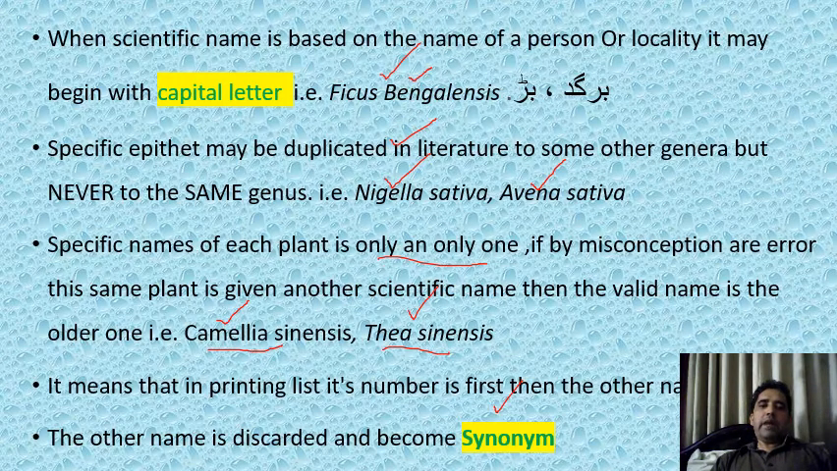Sometimes it happens that both names are published in the same journal. Then their number is taken. For example, Camellia sinensis is on number 5 and Thea sinensis comes on number 20. So this is the earlier one, and this is later. This becomes the valid name and this one becomes a synonym. The synonym is the other name, it is discarded and considered a synonym.